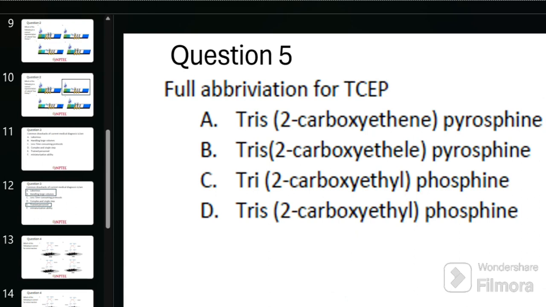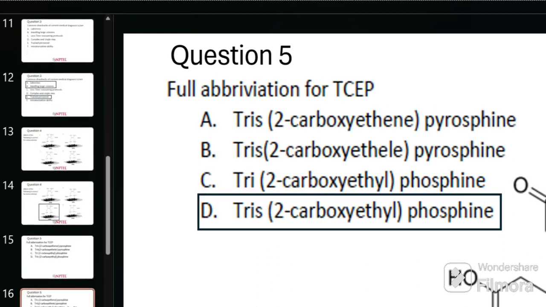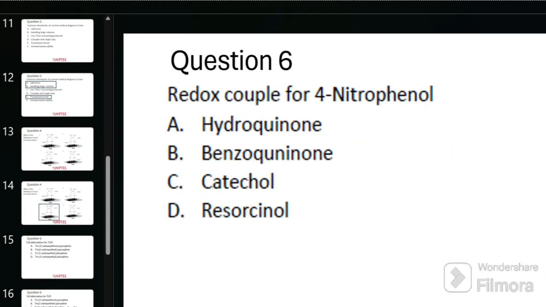So we have to find out what is the full abbreviation for TCP. TCP is basically tris carboxyethyl phosphine. So this is a very important chemical, and you also have to recollect the chemical structure also. It is highly recommended.